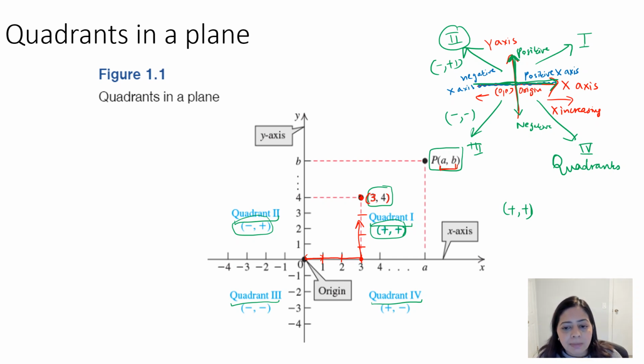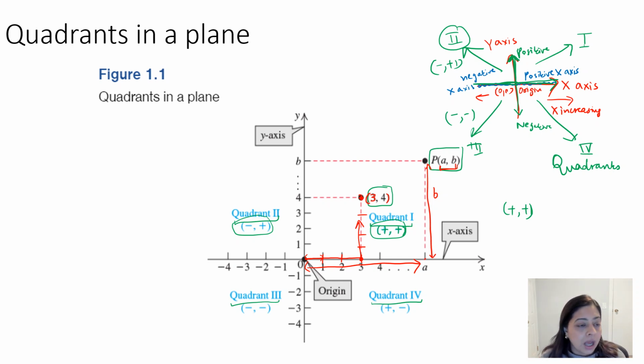So (A, B) means what? A units away from the origin, traveled horizontally towards the right, and B units above on the y-axis. So this distance is A units and this distance is B units. If you understand this, you understand how the points are labeled, how the quadrants are defined, what is the x-axis, what is the y-axis, and so on.